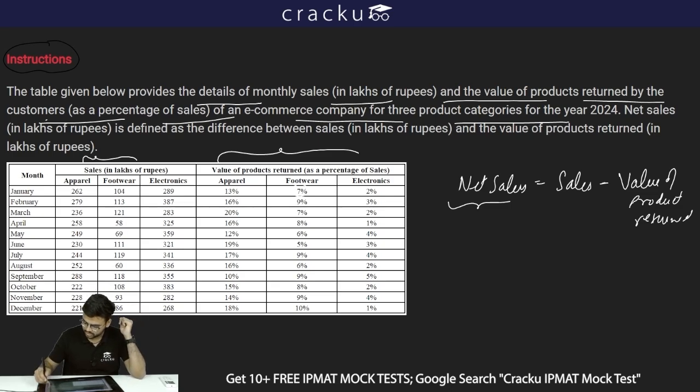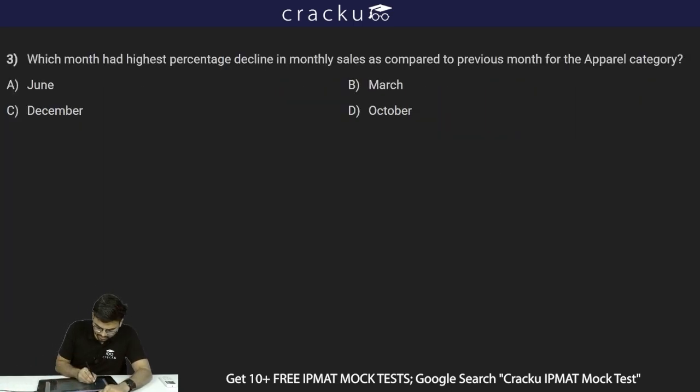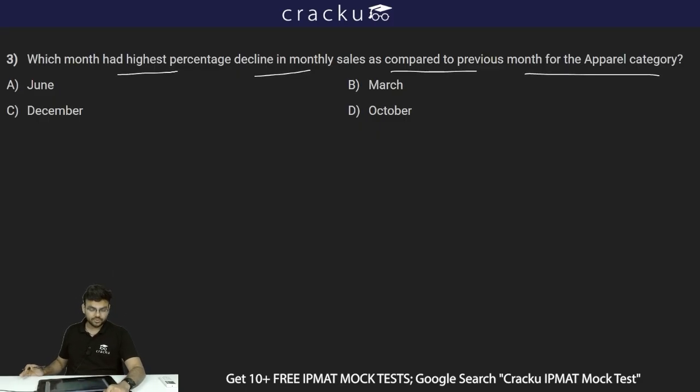Now let's look at the question. The first question is: which month had the highest percentage decline in monthly sales as compared to the previous month for the apparel category? So we have to find out the percentage decline. First of all, it should decrease as compared to the previous month for the apparel category, and 4 options are given, so we'll just check these options only: June, March, December and October.